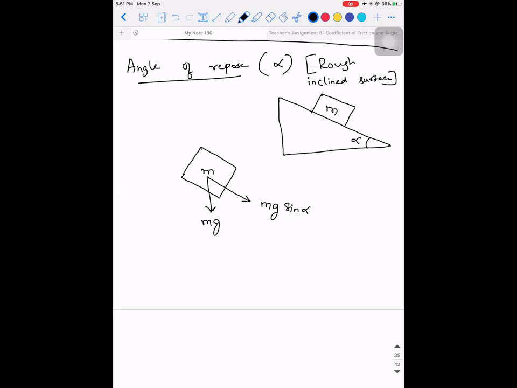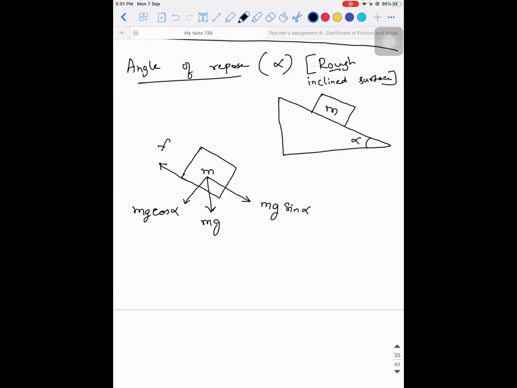If you forget this, the next concept, banking of roads and all, is impossible for me to teach. So don't forget these points. And this is mg cos alpha. And there is a frictional force acting on the object in this direction. Accepted? Are you guys able to visualize to this point?